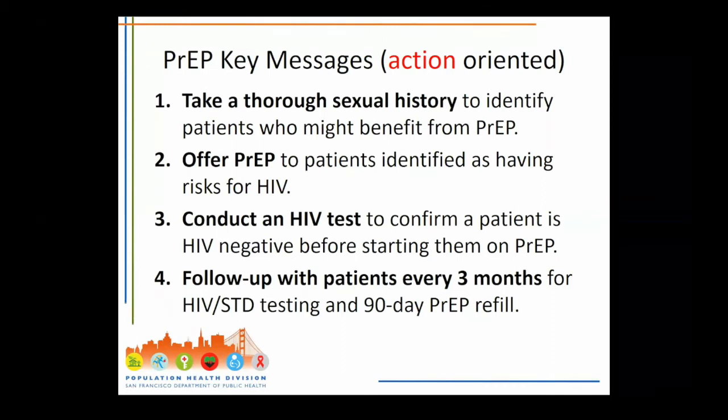The first one is to take a thorough sexual history to identify patients who could benefit from PrEP. Number 2 was to offer PrEP to patients identified as having risks for HIV. The third was to conduct an HIV test to confirm that the patient is negative before starting them on PrEP. And the fourth was to follow up with patients every 3 months for HIV and STD testing, as well as prescribe them with 90-day PrEP refills.